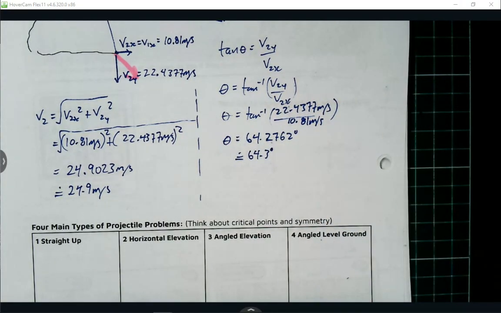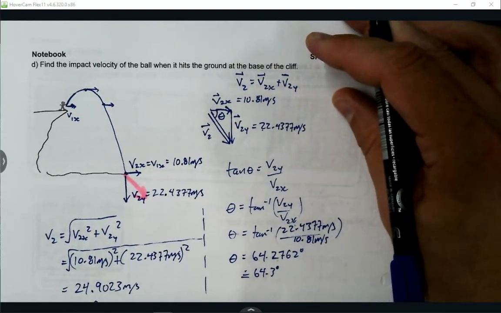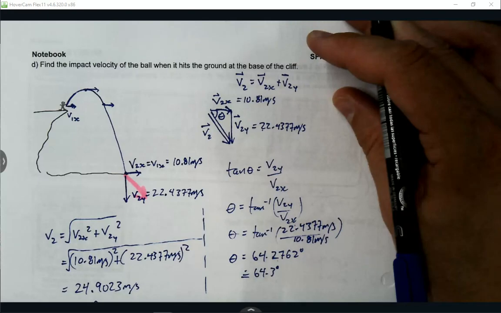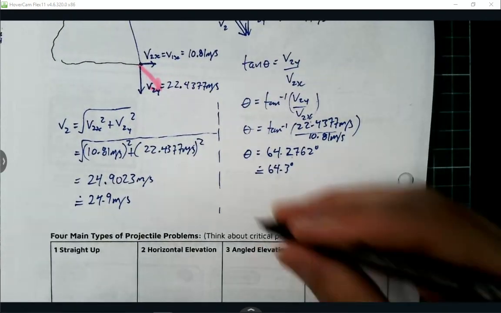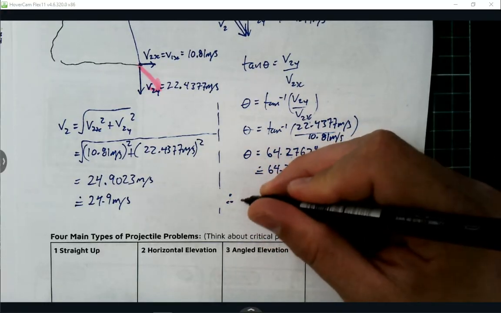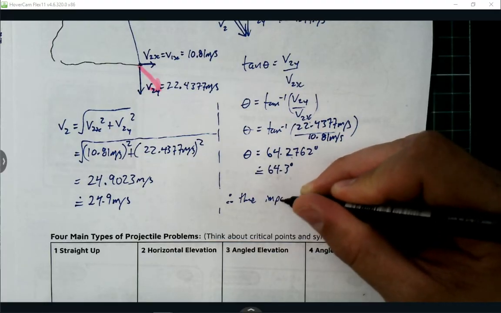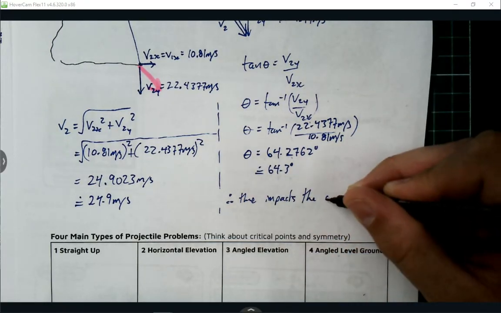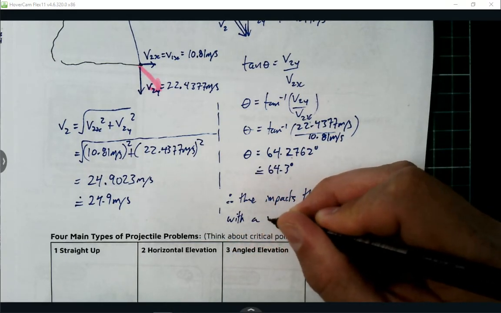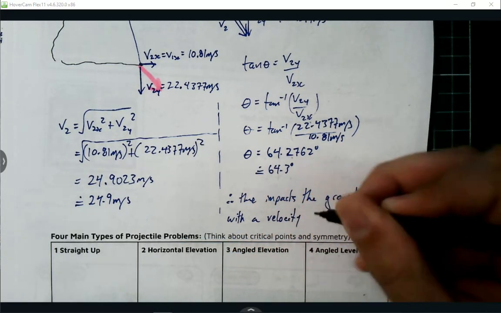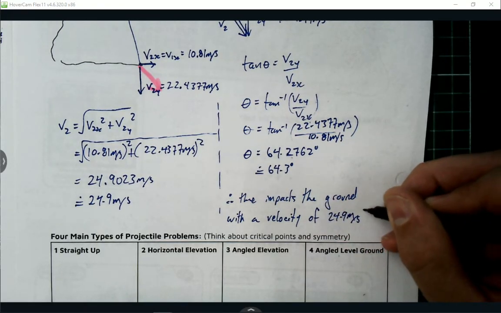Beautiful. And then we're going to figure out how we're going to express this thing. So we can say, all right, well, the question was, find the impact velocity of the ball when it hits the ground at the base of the cliff. Okay, so we've done all the legwork on it. Now we just got to put it into words. So therefore, in context, the ball impacts the ground with a velocity of, we've got our magnitude, 24.9 meters per second, direction.